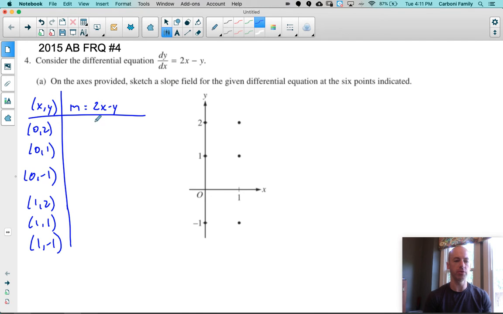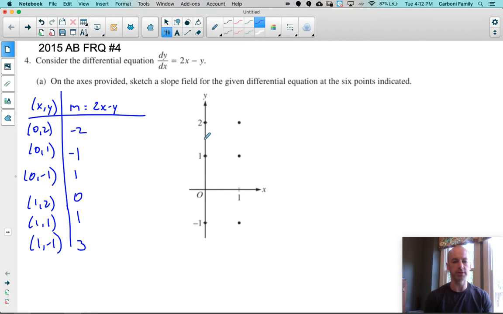So 2 times 0 minus 2 is negative 2. 2 times 0 minus 1 is negative 1. 2 times 0 minus a negative 1 is 1. 2 minus 2 is 0. 2 times 1 minus 1 is 1. 2 minus a negative 1 is 3. And now we'll sketch those slopes at the points.